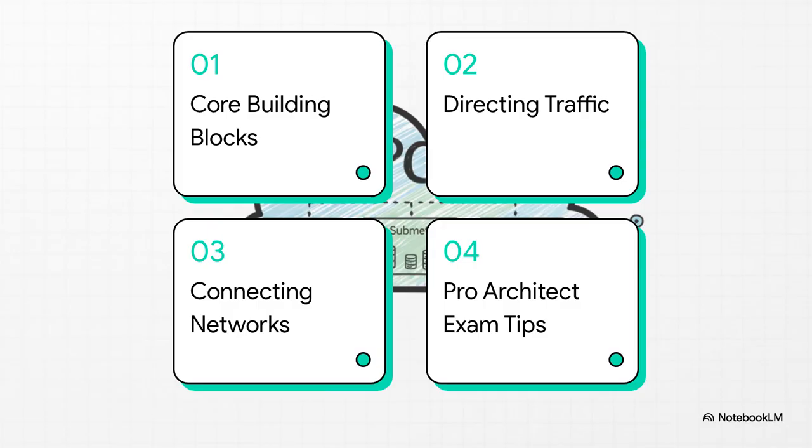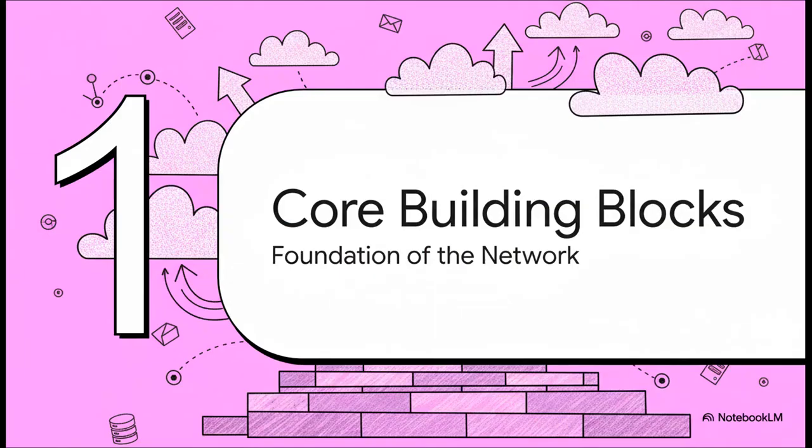So here's our game plan. First, we're going to cover the core building blocks, the absolute essentials. Then we'll get into how to direct traffic around your network. After that, we'll look at how to connect different networks together, and we'll wrap it all up with some killer tips that'll give you a real edge on that Pro Architect exam. All right, let's jump into our first section, the core building blocks.